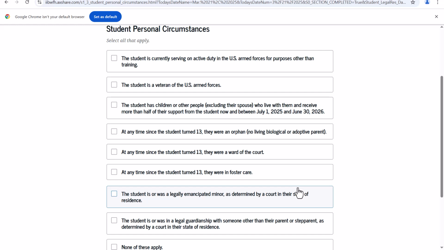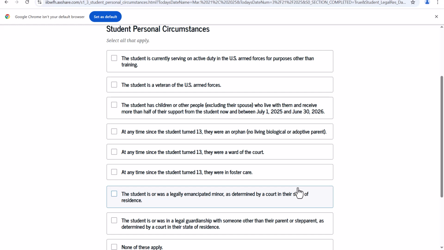In order for a student to be able to select yes to this question, they will need to be in active duty and actually have orders. So if they do not have any active duty orders, they will not select yes to this question. The next question is, the student is a veteran of the U.S. Armed Forces. Pretty self-explanatory there. If that applies to them, they will select yes.